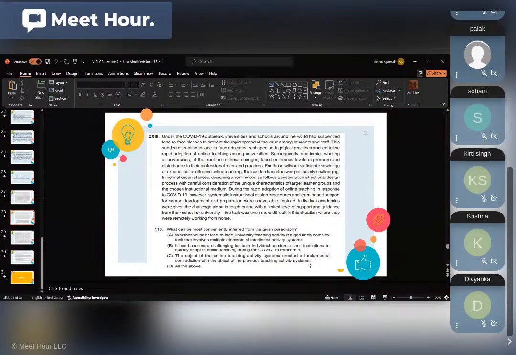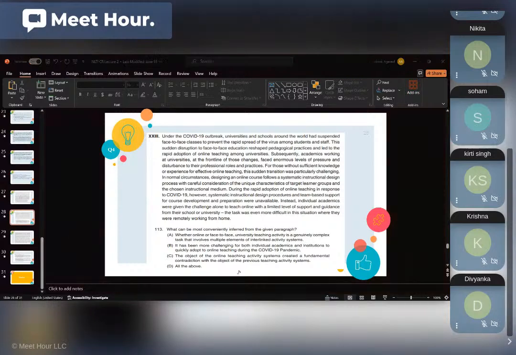I'll tell you option C. My simple question is, what is this object of online teaching? What is this fundamental contradiction? Where is this coming from? The passage does not tell you that there was something happening in the offline model, but now because they switched to the online model, there's a contradiction in that sense. Because I don't know what this contradiction is, I can't go with C. So the correct answer has to be option B. I hope that makes sense.